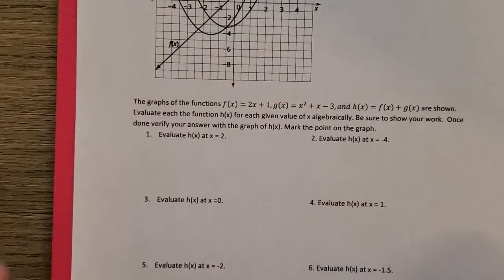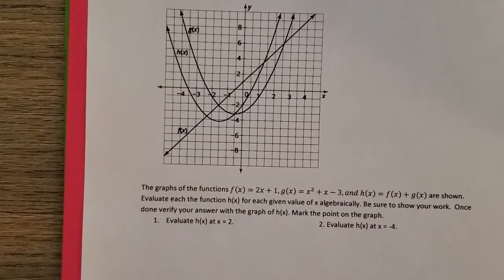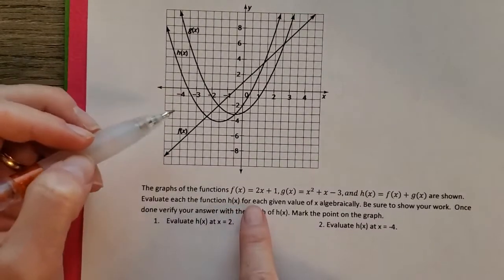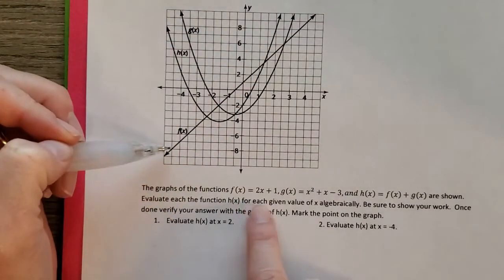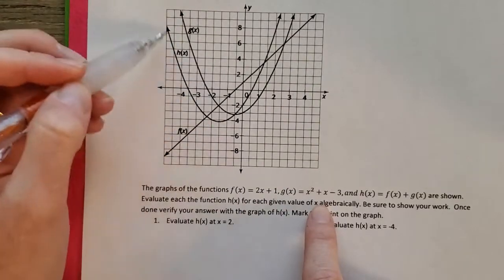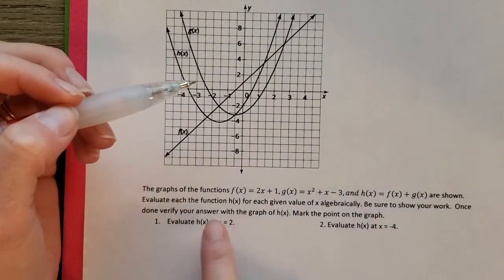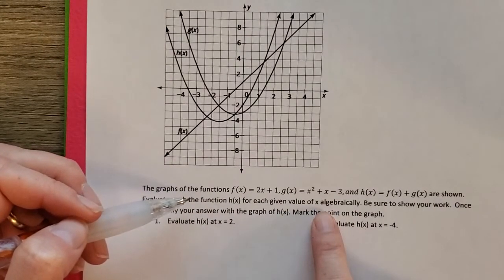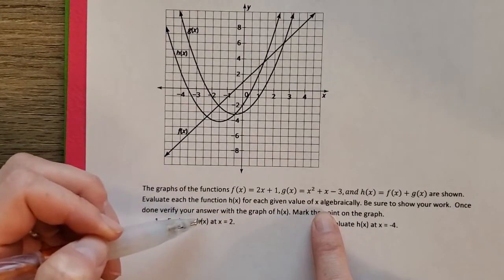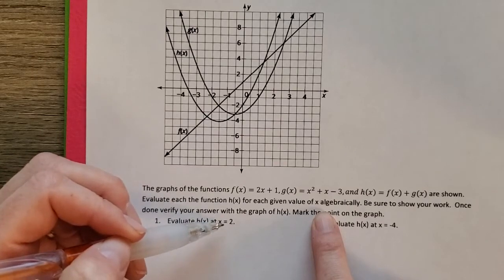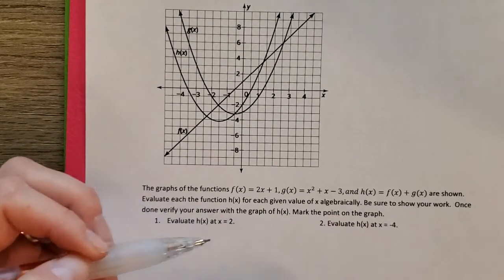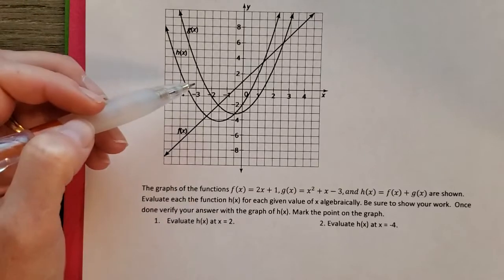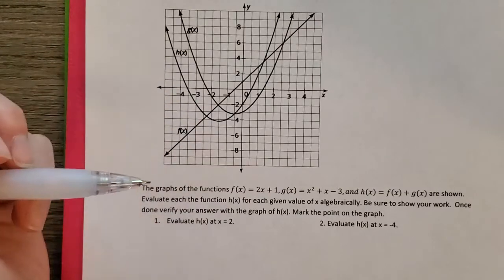And then there's a worksheet. And on the worksheet, we've got graphs of 3 different functions. F of x, which is the line, g of x, this curve, and h of x, this curve. And it tells you about each function for the given value algebraically. So you can do out the work for h of x at x is 2. So substitute and solve. And then once you do that, you're going to go to the graph and check and mark that point on your graph.